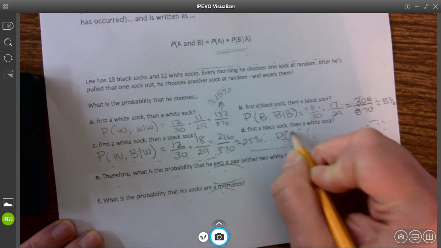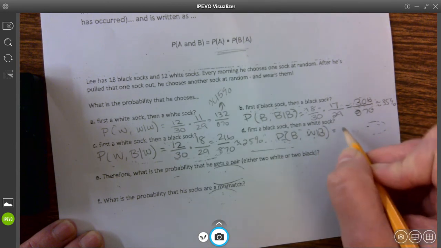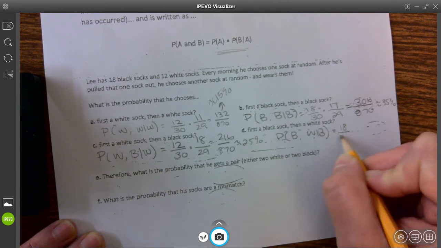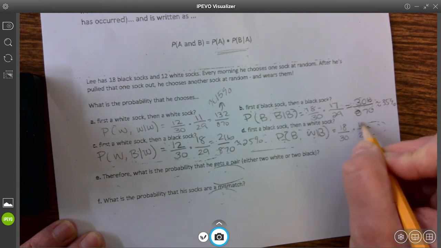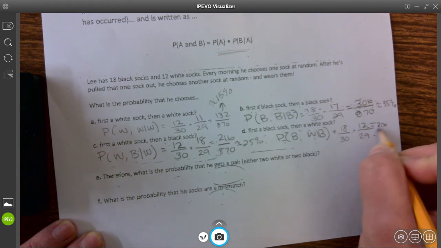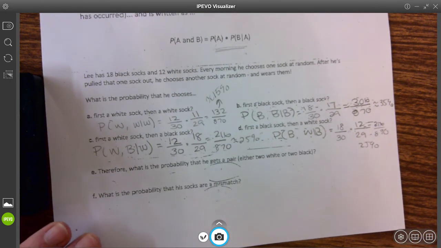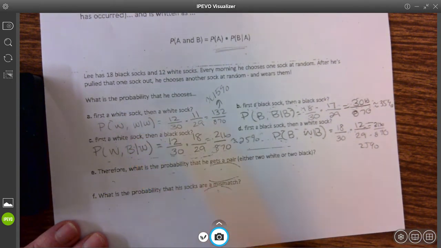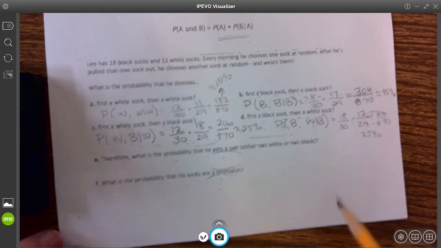Well, what if it's the other way around? What if it's a black sock and then a white sock given a black sock? Well, it shouldn't matter, right? 18 black out of 30, with one less sock in the drawer. White socks are 12. You're going to get 216 out of 870. So that's 25%. So let's think about this. We did a white and a white, a black and a black, a white, black, a black, white. Those are all the percents. 25, 50, 85, 100. You should get 100% for all of your sample space.